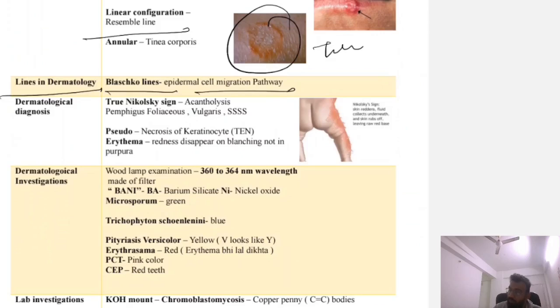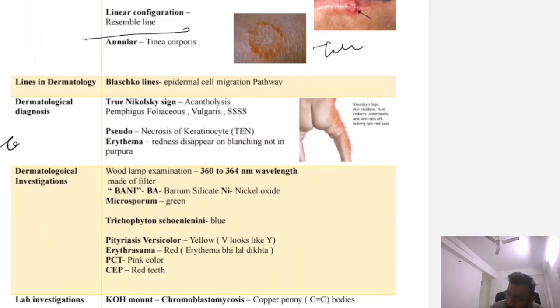Now there could be various investigations. So first is Nikolsky sign. So what is Nikolsky sign? If you apply a tangential pressure, upper epidermis is separated from the lower layers. This is true Nikolsky sign. It is possible due to acantholysis.